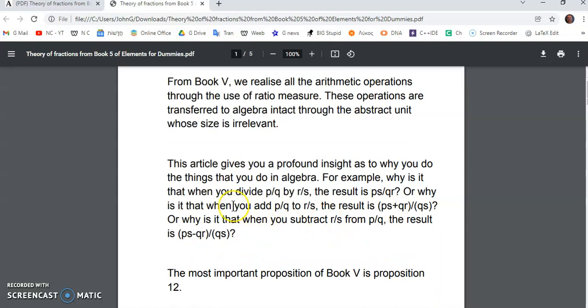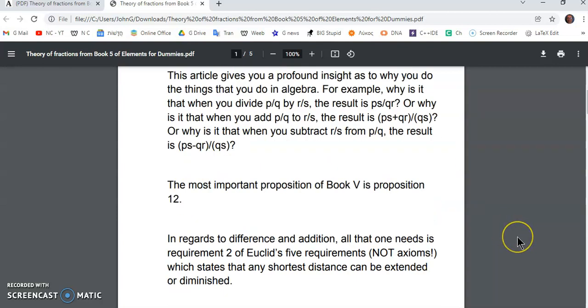Now, in book 5, we realize all the arithmetic operations through the use of ratio measure. And these operations, as I've said many times in the past, are transferred to algebra intact through the abstract unit whose size is relevant. So this article that you're looking at gives you a profound insight as to why you do the things that you do in algebra. So for example, why is it that when you divide PQ by RS, the result is PS over QR? Or when you add PQ to RS, the result is (PS plus QR) divided by QS, etc. So the most important proposition of book 5 is proposition 12.